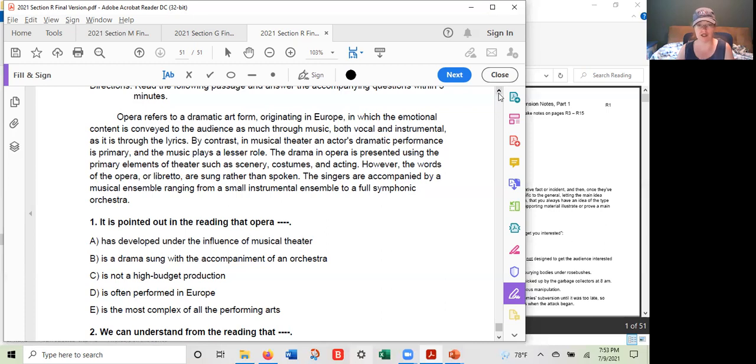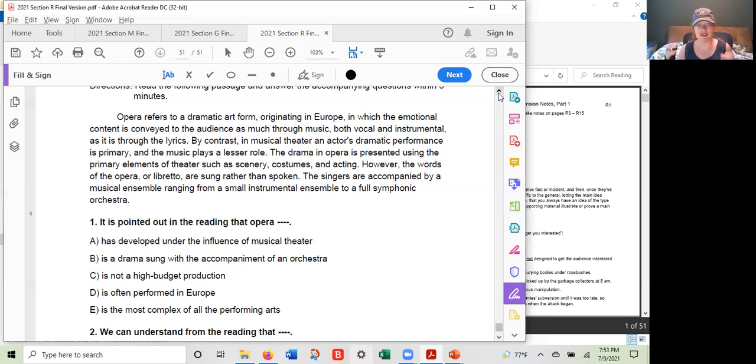But before we even look at A, let me see if there's anything else that might be a little quicker to eliminate. B, it's a drama sung with the accompaniment of an orchestra. Okay, well, it did talk about the opera having emotional content that is conveyed through music and lyrics. And then, what does that mean by contrast?